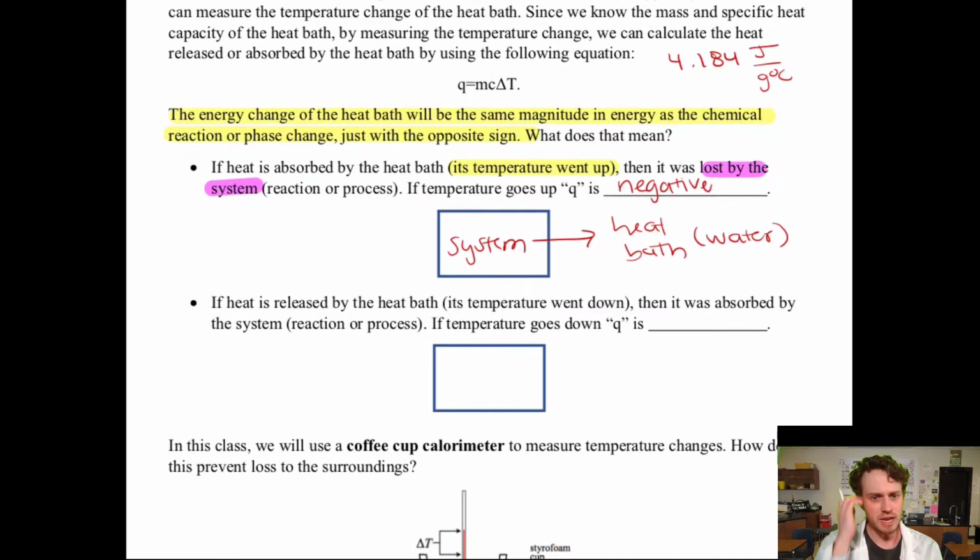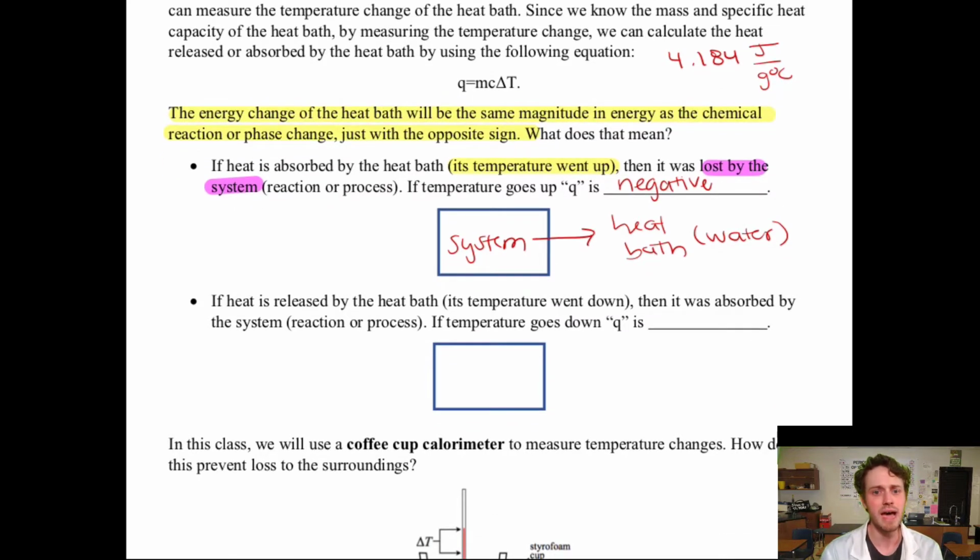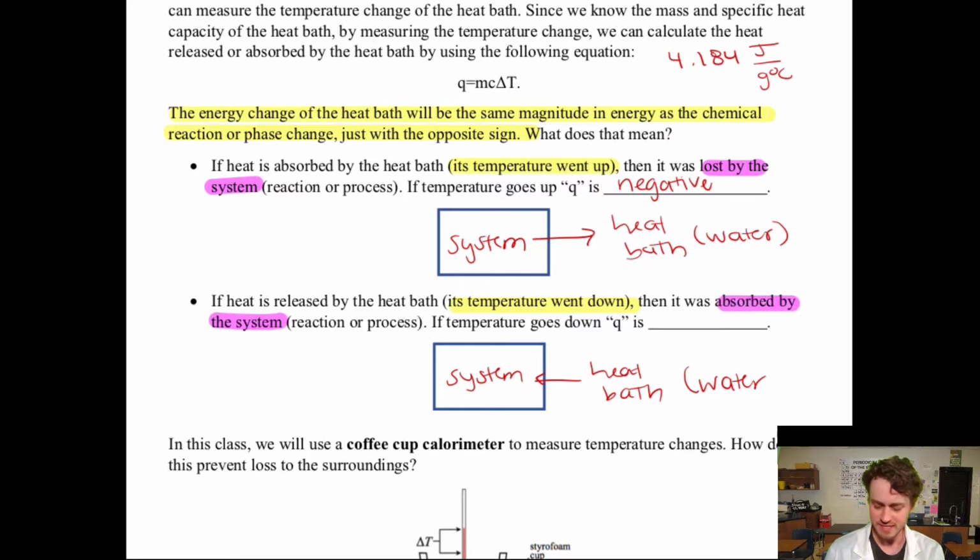However, if heat is released by the heat bath, the heat is going to go from the heat bath into the system. What we're going to observe here is that its temperature went down, then it was absorbed by the system. So an absorption of heat or energy is going to mean that our Q is positive.